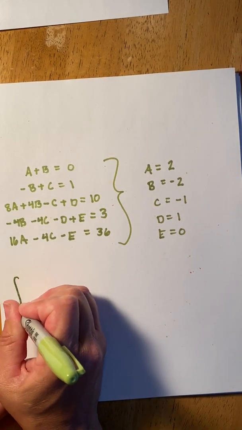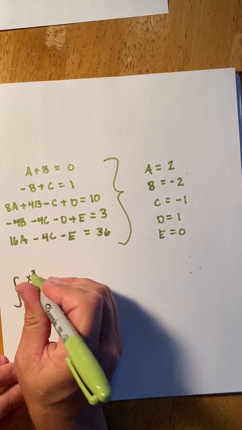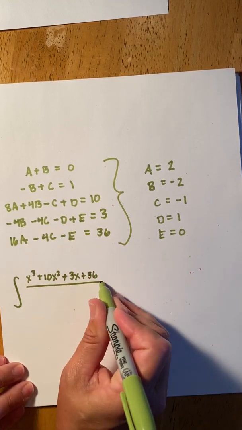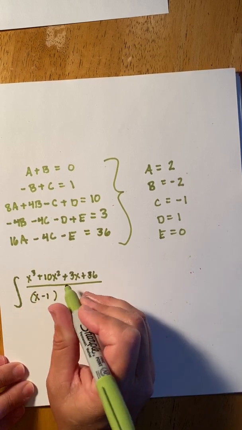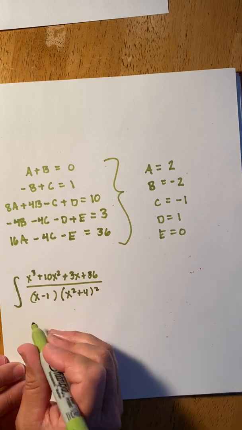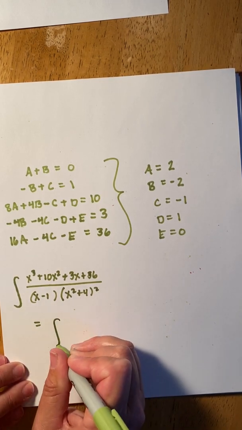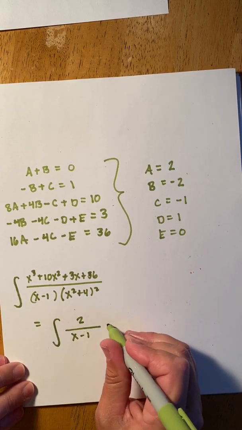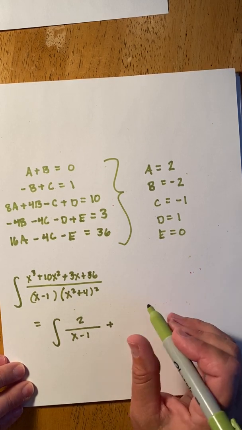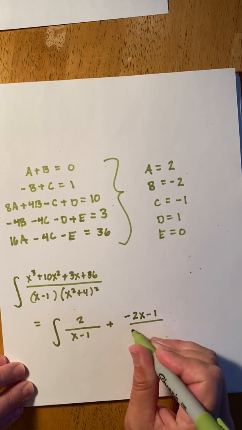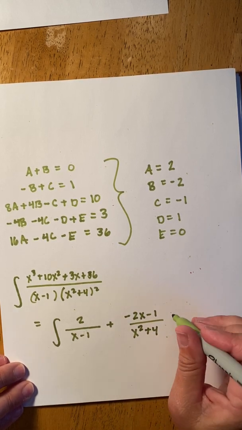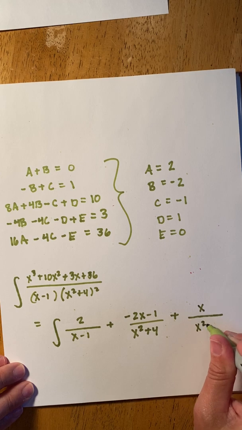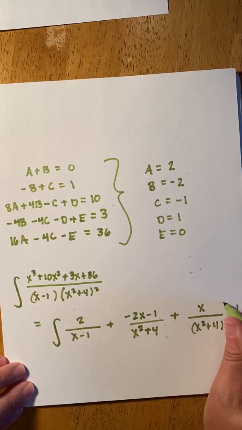So my original integral, x cubed plus 10x squared plus 3x plus 36 all over (x minus 1)(x squared plus 4) squared, we are going to write as 2 over x minus 1 plus, we have bx plus c, so negative 2x minus 1 all over x squared plus 4, plus, dx plus e, so it's just x over (x squared plus 4) squared dx.